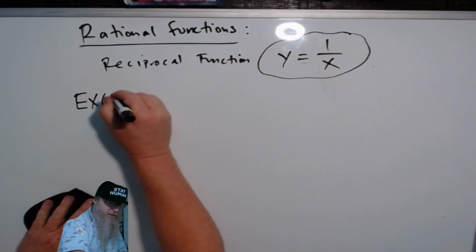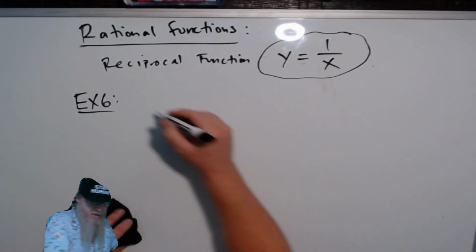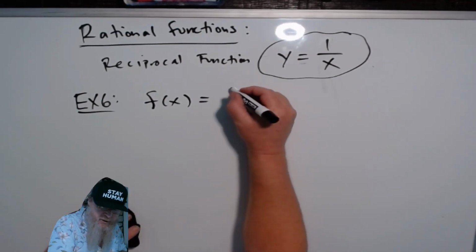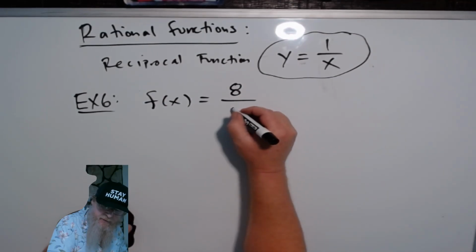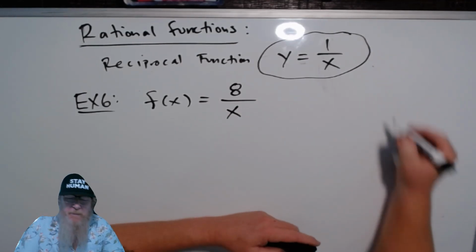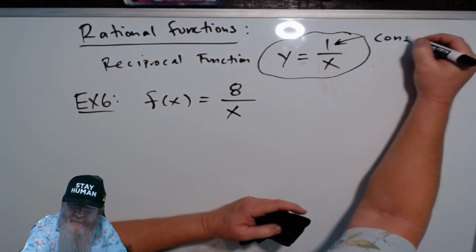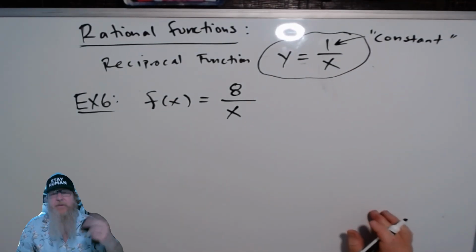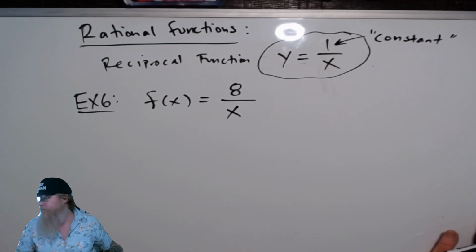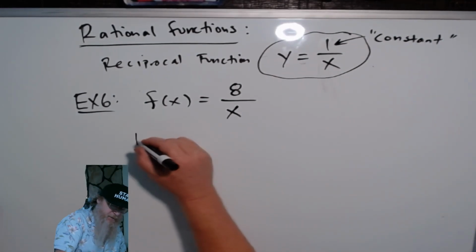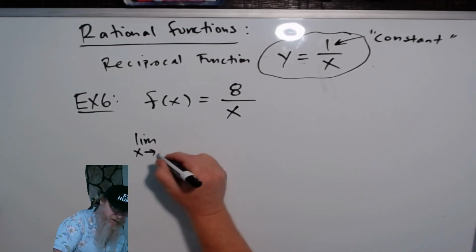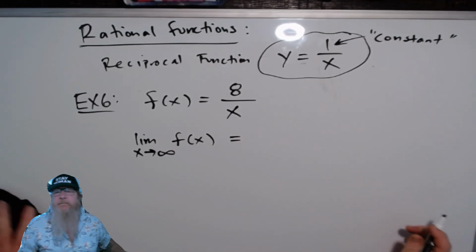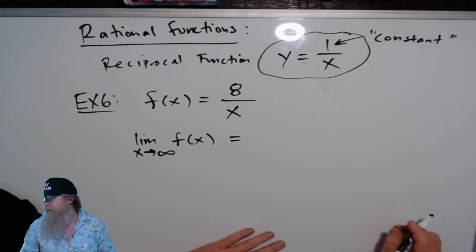They're going to get a little more complicated, but we'll start with the simple ones, okay? So, example 6. Let's take a basic reciprocal function and multiply it by 8. All right, so we have some kind of a constant. The easiest constant is clearly just 1, but you could have other types of constants. All right, what happens as we go to infinity? What happens to this thing?